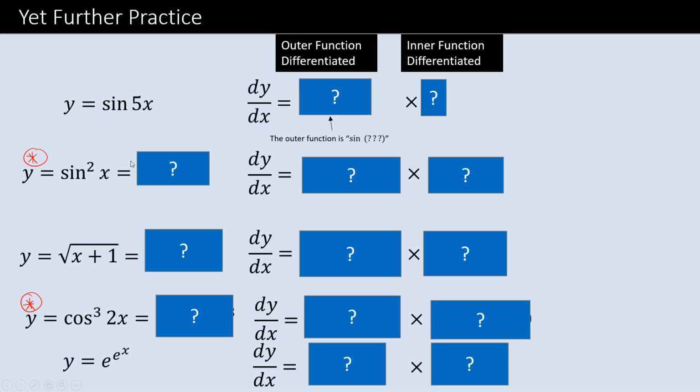With trig, you have to be careful to see if there's any powers involved, okay. This top one, there isn't any power involved, okay. So this is effectively just going to be sine 5x.